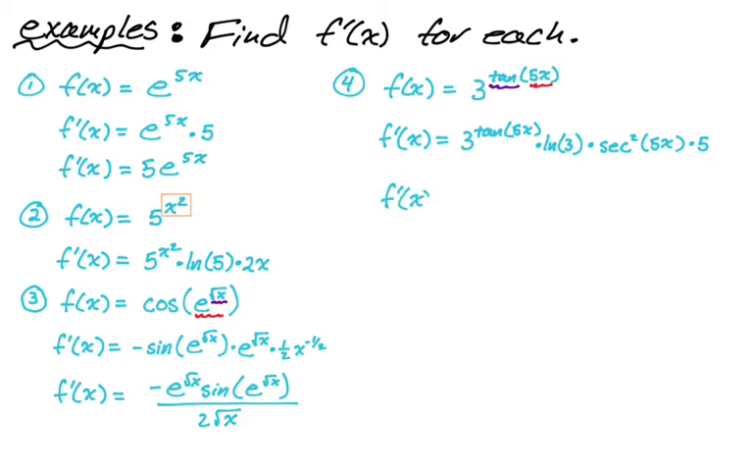I don't know, whatever. I rewrote it. So f prime of x is 5 natural log of 3. I couldn't really decide what order to put these two functions in, and so I put them in this order. I think either order would have been fine.